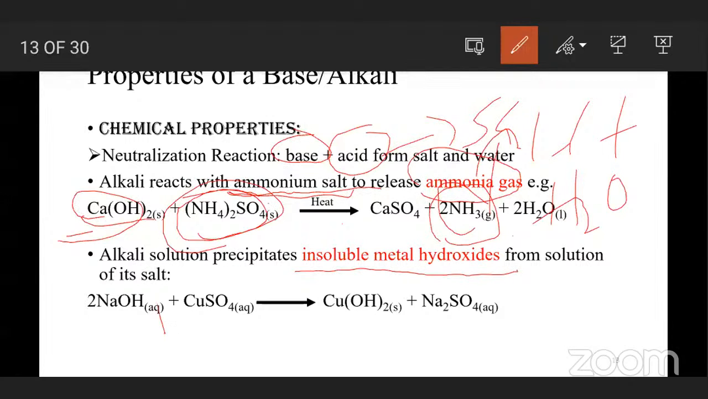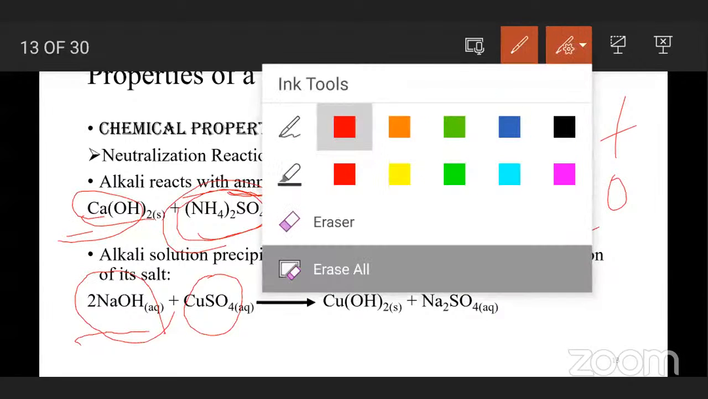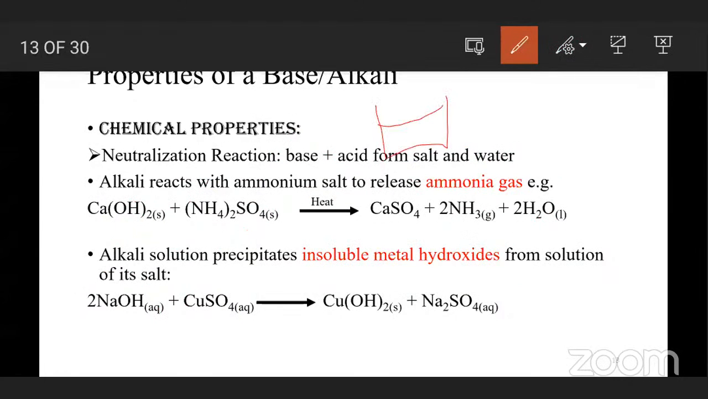An alkali solution can also precipitate insoluble metal hydroxide. Take, for instance, sodium hydroxide, which is soluble in water. We have said that because it's an alkali, it has a very good affinity for water. And if we have another salt, say copper 2 tetraoxosulfate 6, that's CuSO4, say we have sodium hydroxide solution, NaOH, and then we have CuSO4 solution.